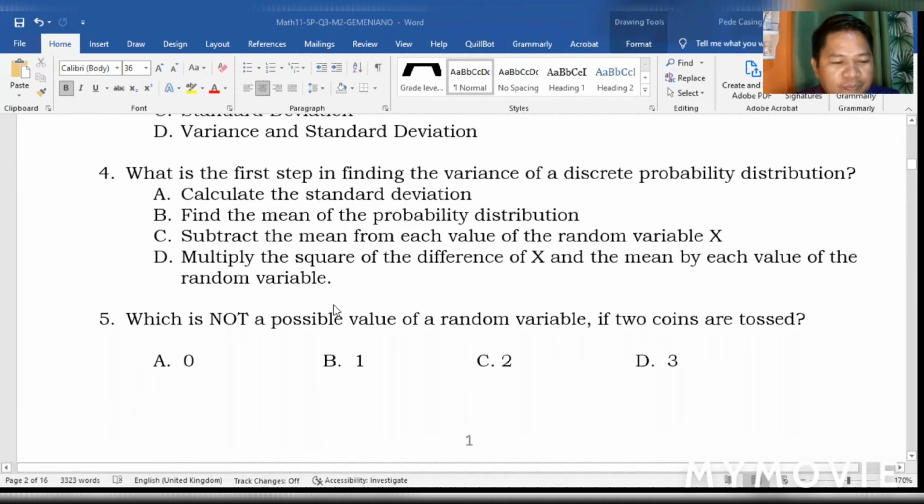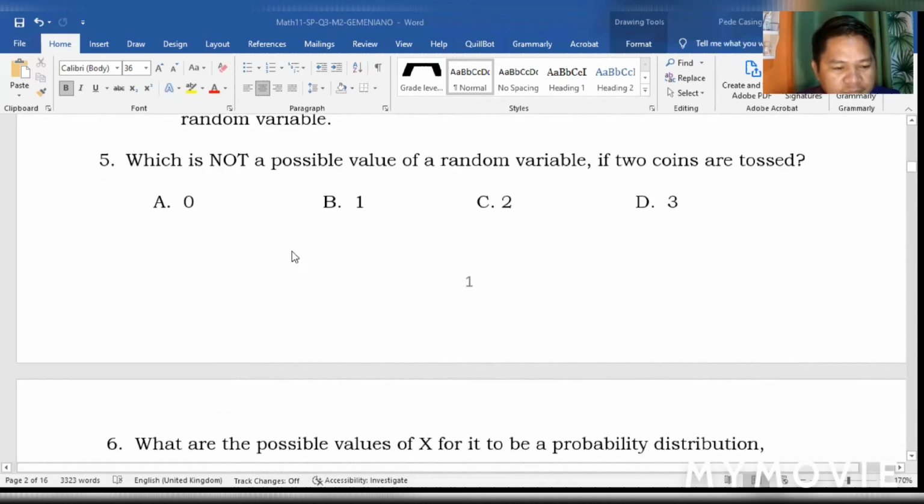Okay, number four. What is the first step in finding the variance of a discrete probability distribution? A, calculate the standard deviation. B, find the mean of the probability distribution. C, subtract the mean from each value of the random variable x. Or D, multiply the square of the difference of x and the mean by each value of the random variable.